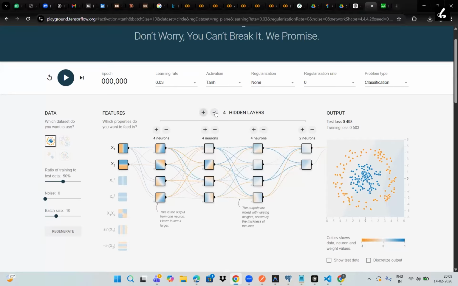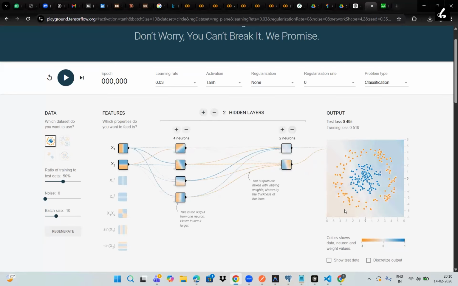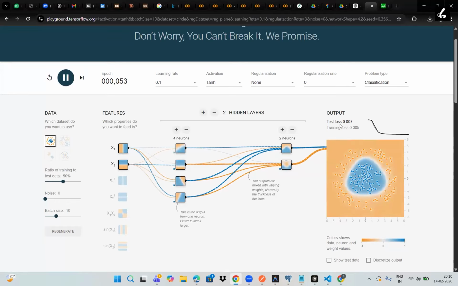Let's start with two hidden layers, and we'll do just 2 in the output because we are having only two classes. The learning rate is 0.03. Let's make it 0.1 and see the training loss.